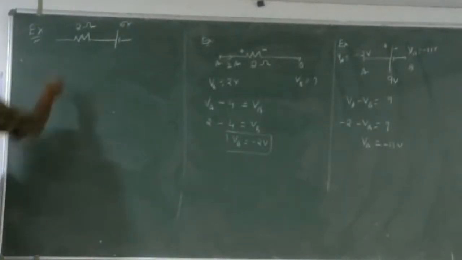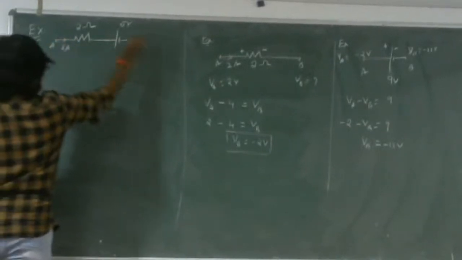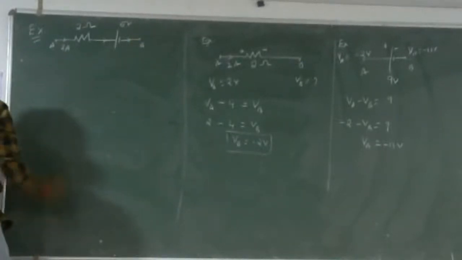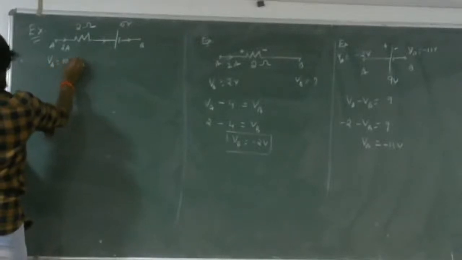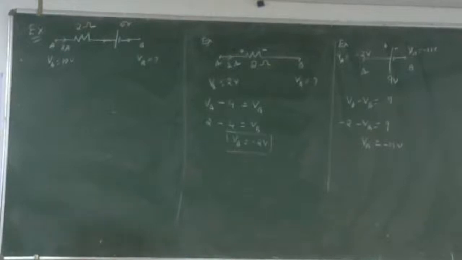Now here a current of 2 ampere is flowing from A to B in this direction. Yes, this is your B. So if VA is equal to 10 volts, then what is VB is the question. Or sometimes you simply ask me to find what is VA minus VB also, without giving VA. So what is VA is this, what is VB is the question.